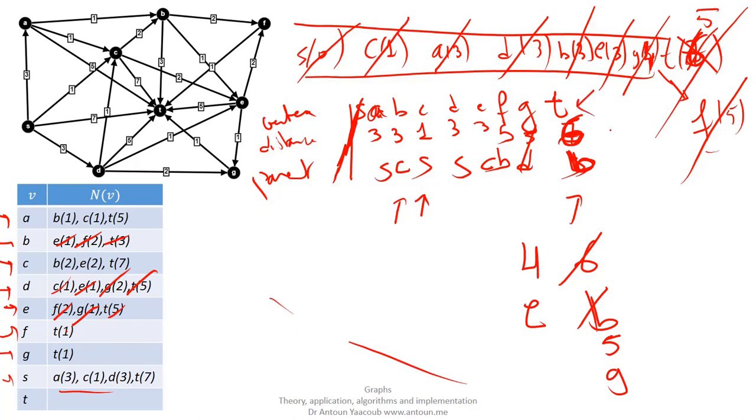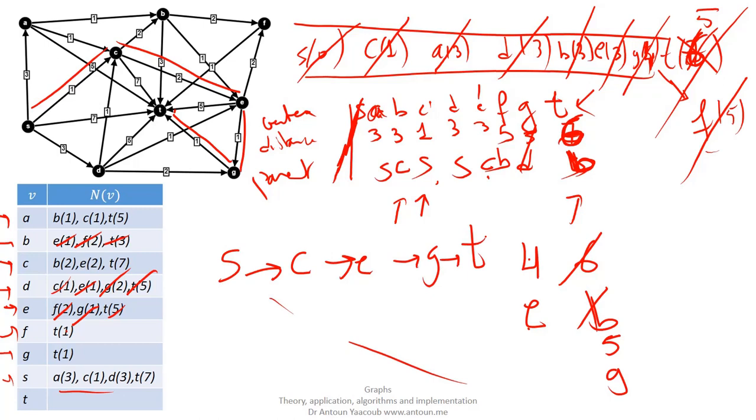So in order to reach T, I need to go by G. So G is here, so it will cost me 1. In order to reach G, I need to go by E. It will cost me 1. And then in order to reach E, I need to go by C. EC, so I need to go by C, so we have 2. In order to reach C, I need to go directly from S. So our shortest path is S, C, E, G, T.